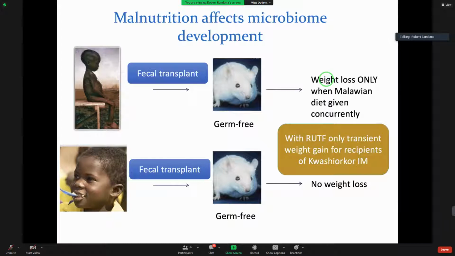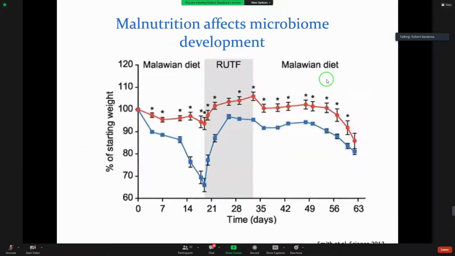So a diet that's deficient. They use stool from malnourished children, and they use stool from the discordant twins who did not develop kwashiorkor. And this is what they found.